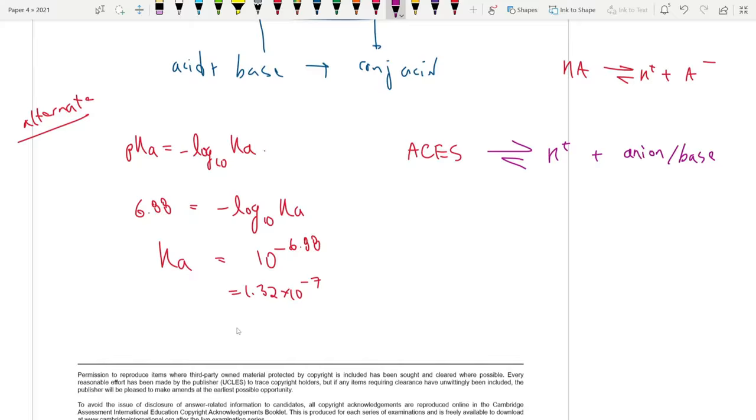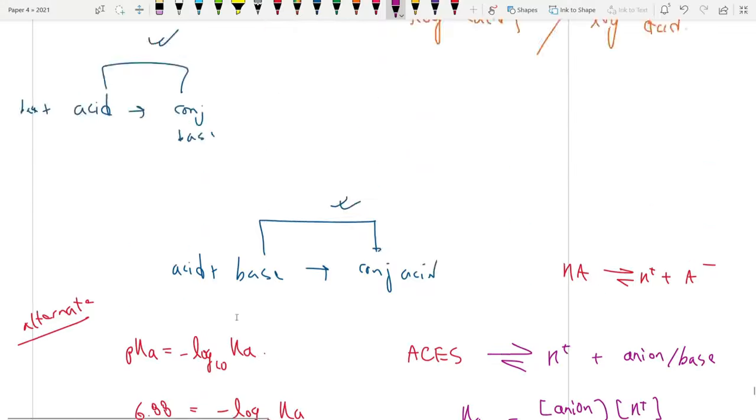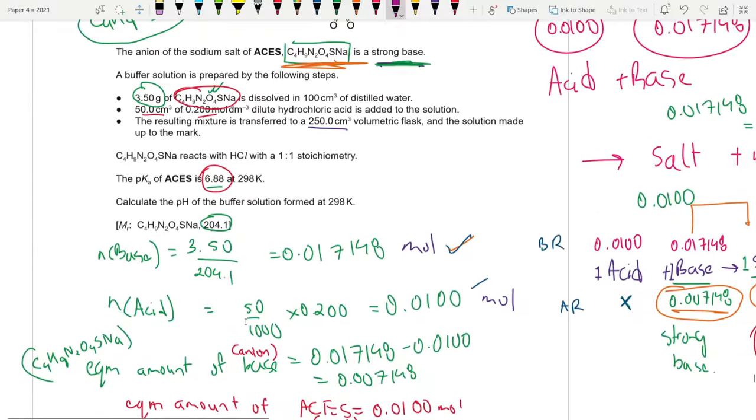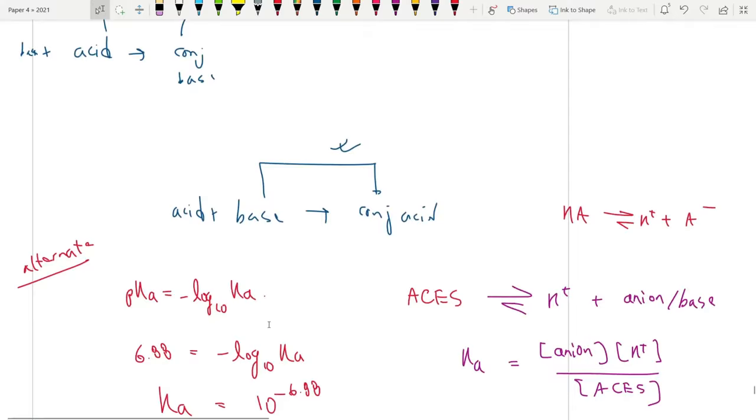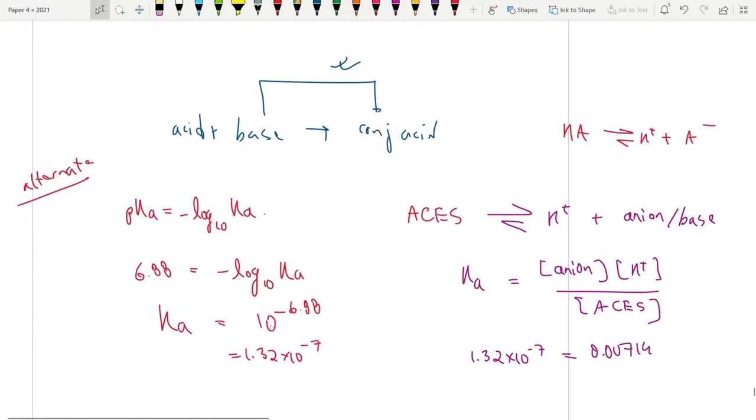Now, Ka for this reaction will be the concentration of the anion or base multiplied by the concentration of H plus divided by the concentration of aces. We have all of this. Ka is 1.32 into 10 power minus 7. The concentration of the anion is basically, concentration doesn't matter. We're using the same volume, right? We're using 250 cm cubed, so all of it will cancel out essentially. That's why we won't show it. All of them have the same volume, so we can directly use the moles. So base is 0.007148 multiplied by the concentration of H plus divided by 0.0100.